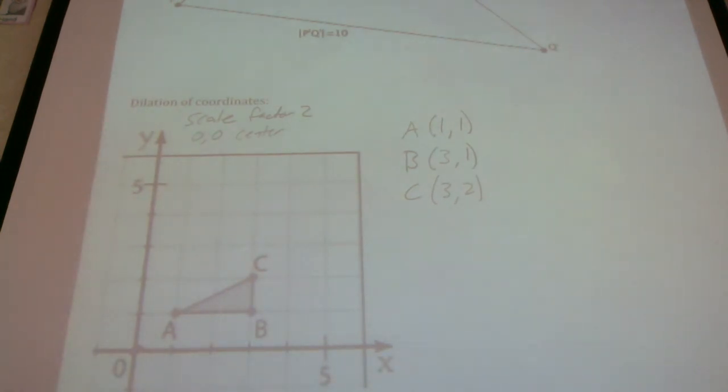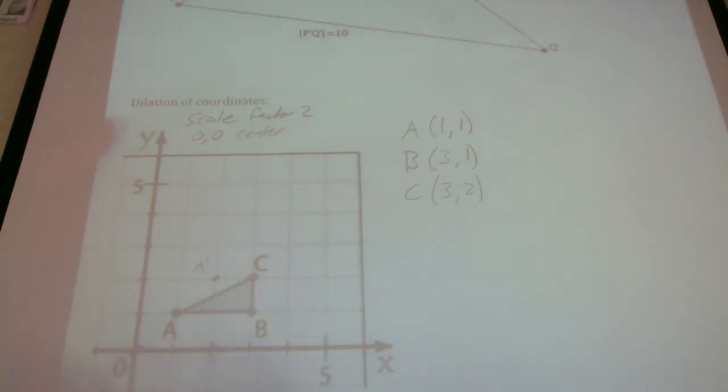So there's a couple different ways we can do it. So thinking about A, it is 1 diagonal away from 0, 0. So if we're going to double that, then it should be 2 dilations away. So here's 1 dilation, here's 2 dilations, should be our A prime. Okay.